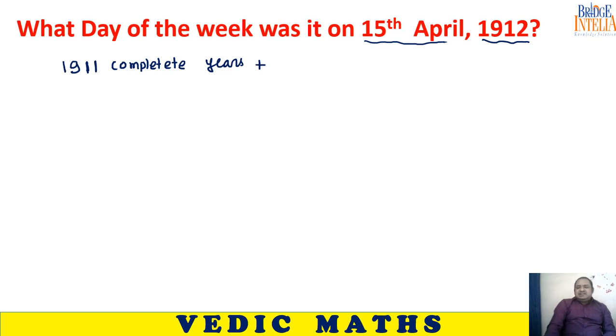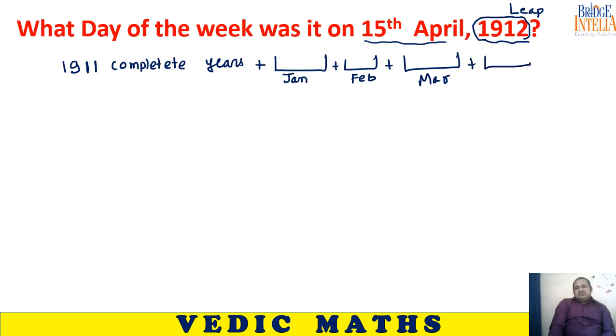1912 is still running and 1912 is a leap year. Your counting has to stop on 15th April. So January of running year, February, March, and 15 days of April you have to count of running year. Running year is 1912, which is a leap year. So February will have 29 days, January will have 31 days, March will also have 31 days, April will have 30 days.